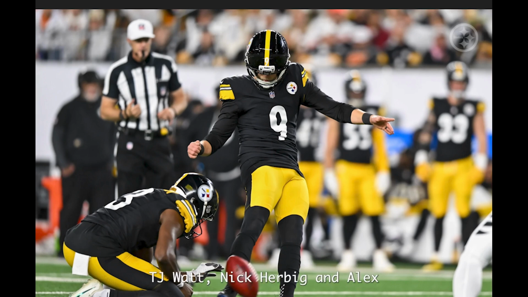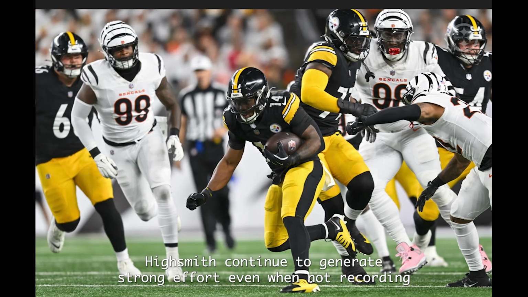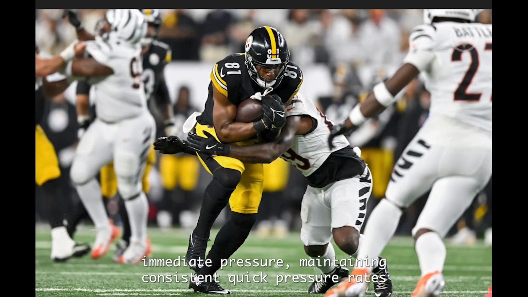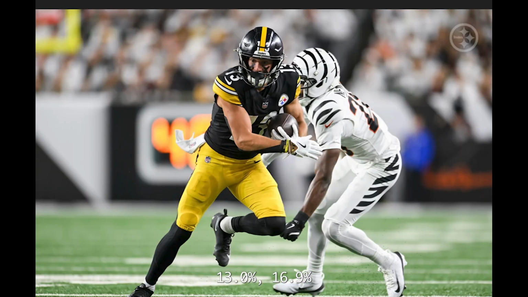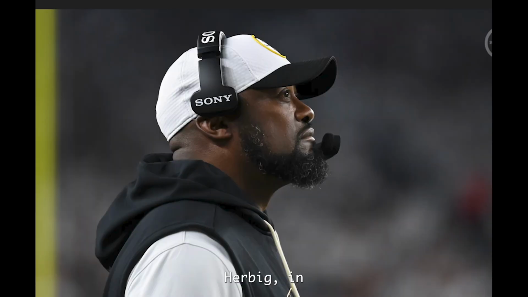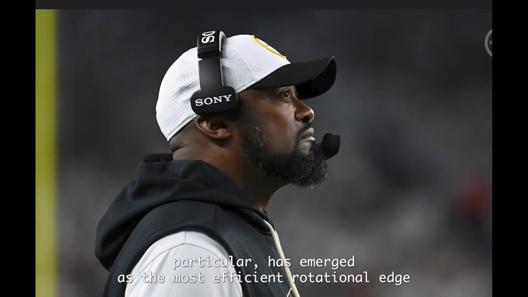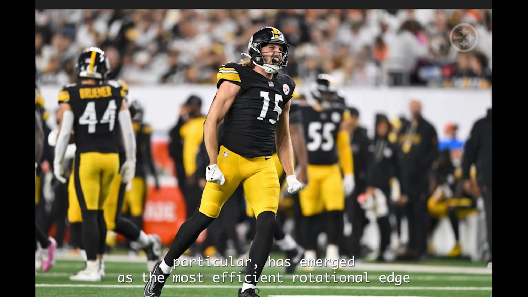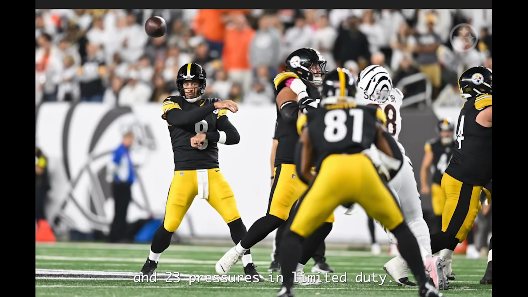T.J. Watt, Nick Herbig, and Alex Highsmith continue to generate strong effort even when not recording immediate pressure, maintaining consistent quick pressure rates, 13.0%, 16.9%, and 20.0%, respectively. Herbig, in particular, has emerged as the most efficient rotational edge presence, tallying 4.5 sacks and 23 pressures in limited duty.